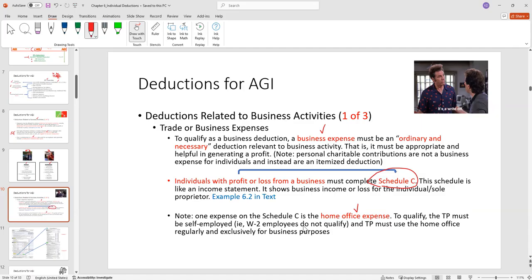You do not get this traditionally if you're not self-employed. So if you're an accountant and you're an employee and you're like, hey, I work from home 3 days a week, can I expense my internet? Can I expense my home office? No, you're a W-2 employee.